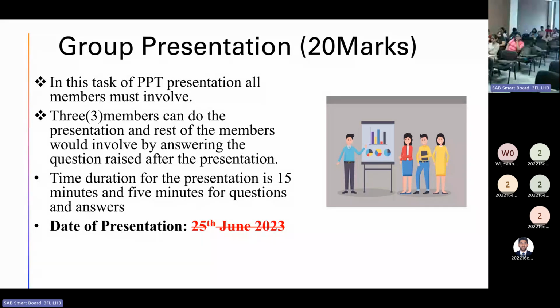So how many members in a team or group? Five or six. Okay. So three members can do the presentation, and the other three have to answer questions after the presentation. If all five can't do it, because I only want 20 minutes. Fifteen minutes for the presentation and five minutes for questions. Otherwise, within three hours, we can't finish all the groups. Sometimes I take four hours for that purpose. Time duration is 15 minutes and 5 minutes of questions, I already told you.